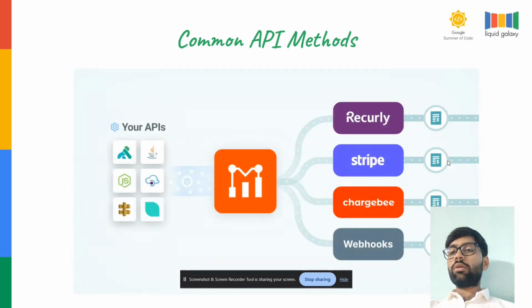So here are some of the APIs that are being used. You can see that Stripe, ChargeBee, and Webhooks all need APIs to communicate.